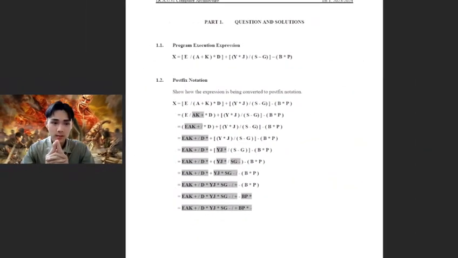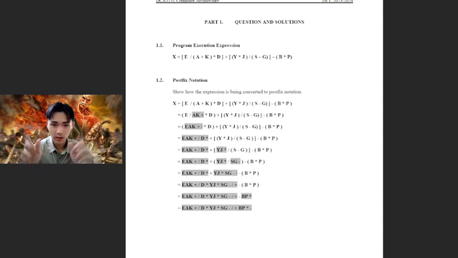Firstly, let's understand the original expression. X equals E divided by A plus K multiplied by D plus Y times J divided by S minus G minus B times P. This expression involves various operations like addition, subtraction, multiplication, and division. To compute this effectively, we need to follow a specific order and this brings us a concept of program execution expression. Now let's transform this expression into postfix notation.